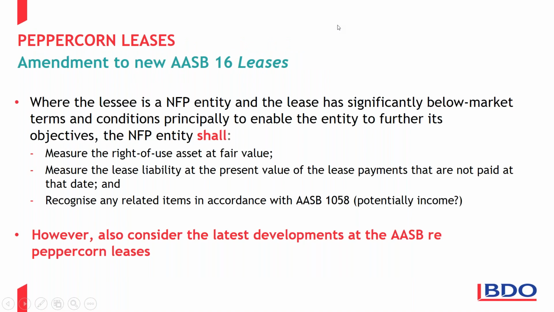So with operating leases and with lessees, the transition is to the right of use model, where all leases, with a few exceptions, would be capitalized onto the balance sheet with a right of use asset and a lease liability.